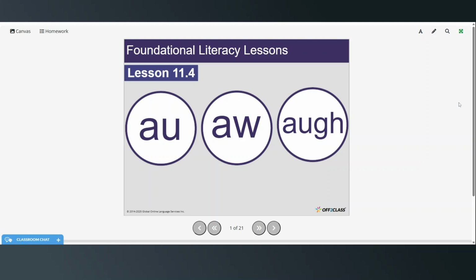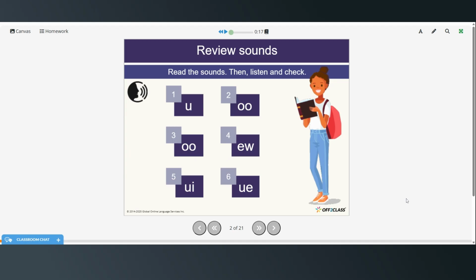Welcome to today's video. This is another basic level phonics lesson. Today we're going to be looking at the AW sound when it's spelled A-U, A-W, or A-U-G-H. But first let's review some of the sounds from the previous lessons. Go ahead and read these sounds and then restart the video to listen and check.